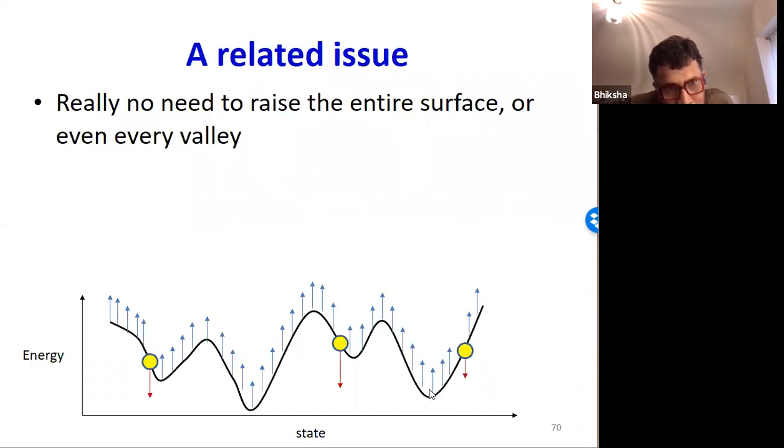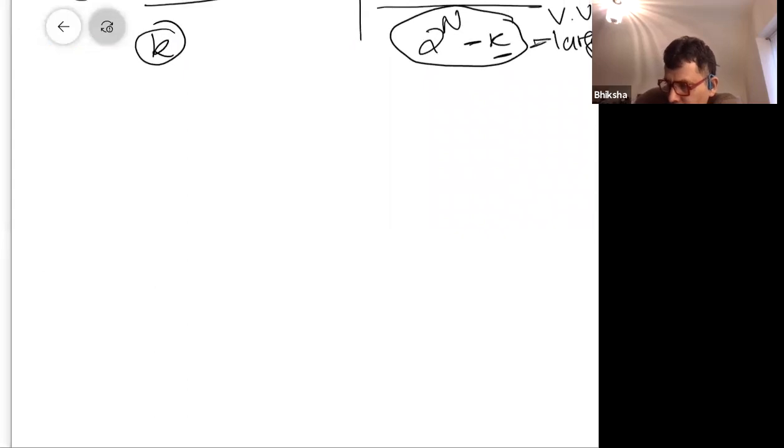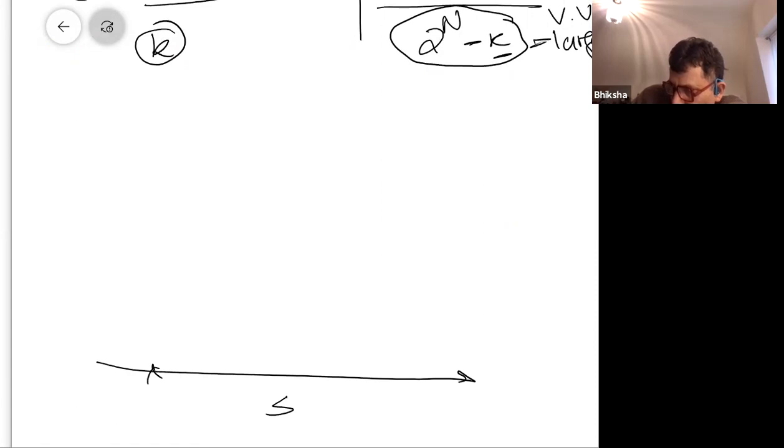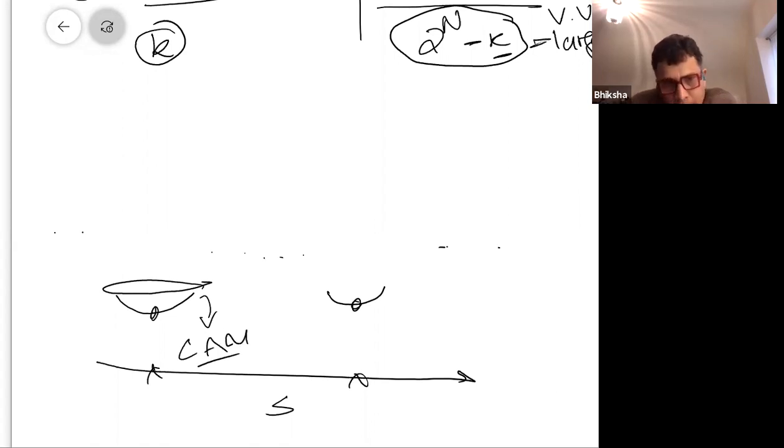So you come up with another solution. There's no need to really raise the entire surface or even every valley. What you're really interested in is that when you're drawing the energy contour, if this is your state, and if these are the memories you want to remember, then you want these to be in local valleys, and you don't really care what's happening out here, right? This is the width of the bowl within which you want your content addressable memory.